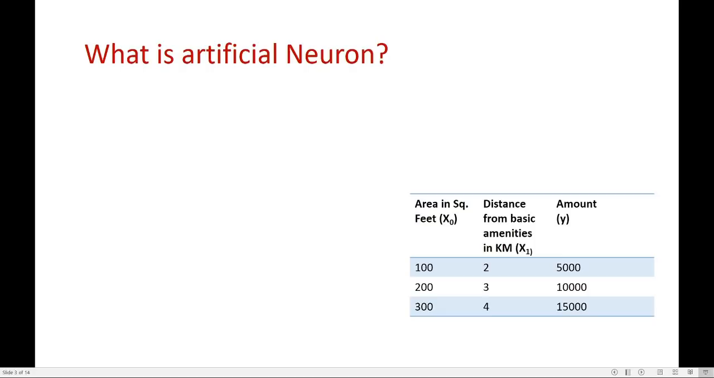So let's try to understand artificial neural network with an example of a house price prediction system. Suppose a given dataset includes two important features: area in square meters represented as x0 and distance from basic amenities in kilometers represented as x1. We also have the actual values represented by amount y. Each row in the table is called a training example on which the neural network will learn.